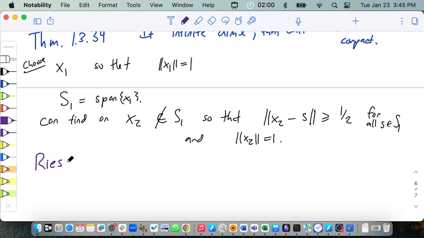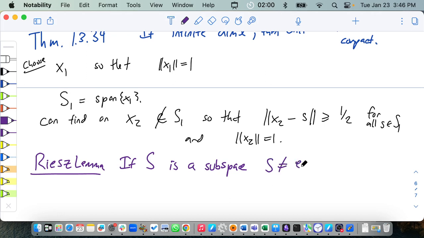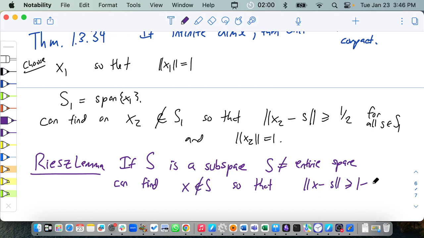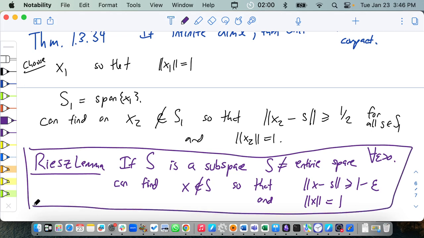Riesz is a famous analyst mathematician. And Riesz's lemma says you can always find something with distance greater than 1 minus epsilon, for any epsilon greater than 0. So if X is a subspace, let me call it S so we don't get mixed up. If S is any subspace, not equal to the entire space, you can find x not in S so that the norm of x minus s is at least 1 minus epsilon, and the norm of x equals 1, for any epsilon greater than 0. This is Riesz's lemma, and it's not hard. It's just doing some manipulation with distances and scalings, and thinking about what the minimum distance is. So it's not some super difficult thing.